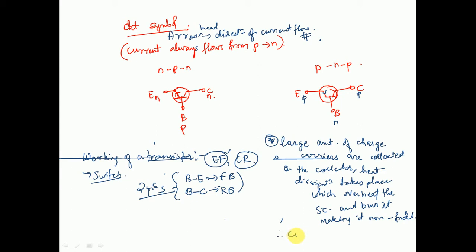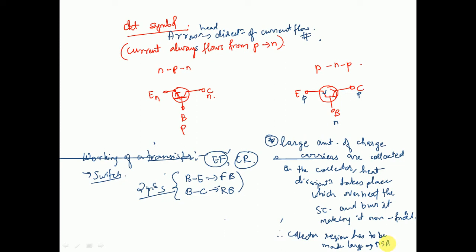Therefore, the collector region, where most of the majority charge carriers gather, has to be made large. And of course it has to be moderately doped. It cannot have very high doping, because then the concentration of the charge carriers will be increased. That is why it has moderate doping. The collector region has to be made large so as to increase the surface area.